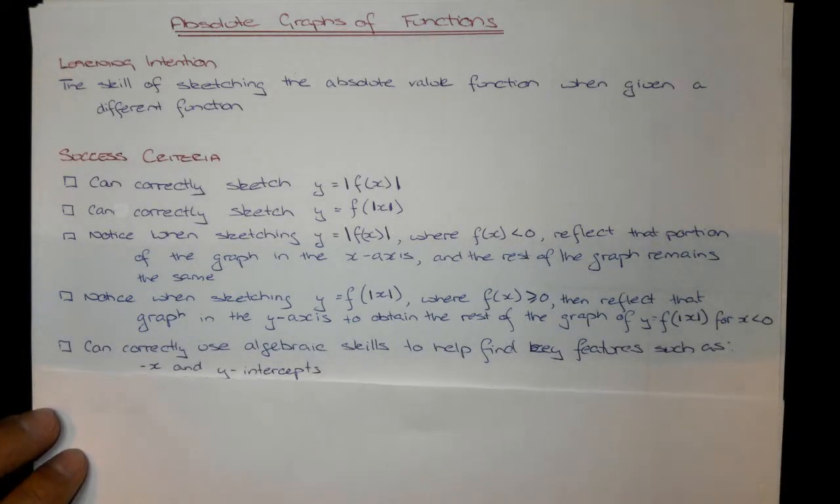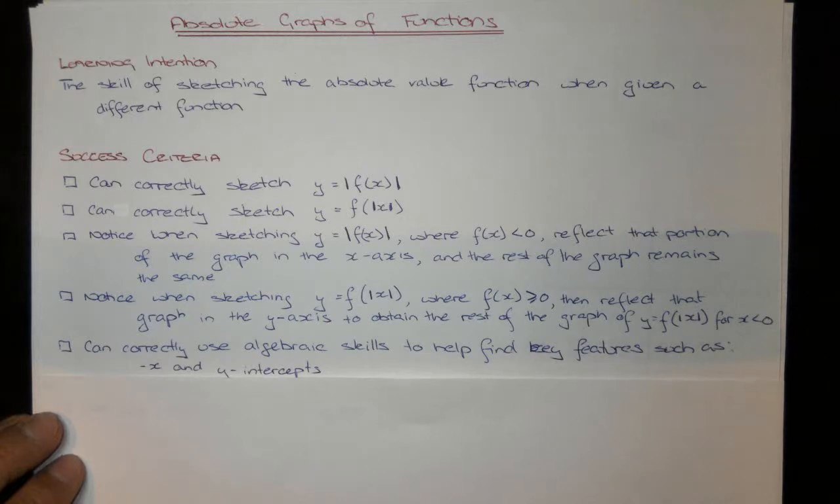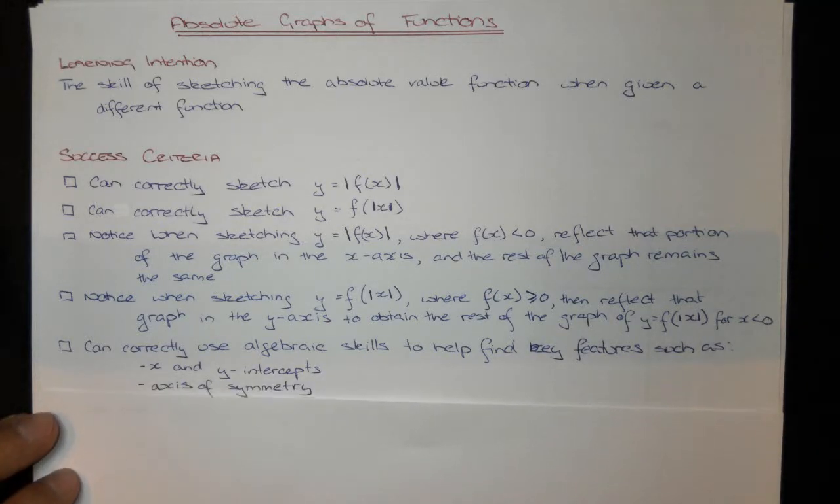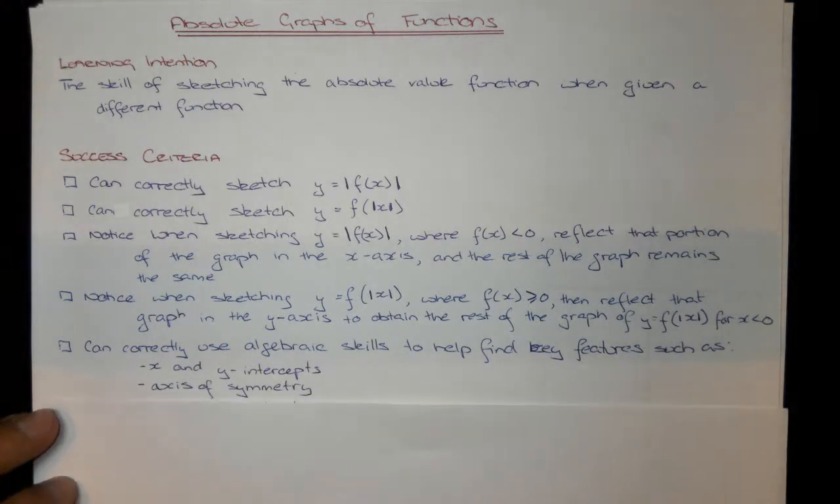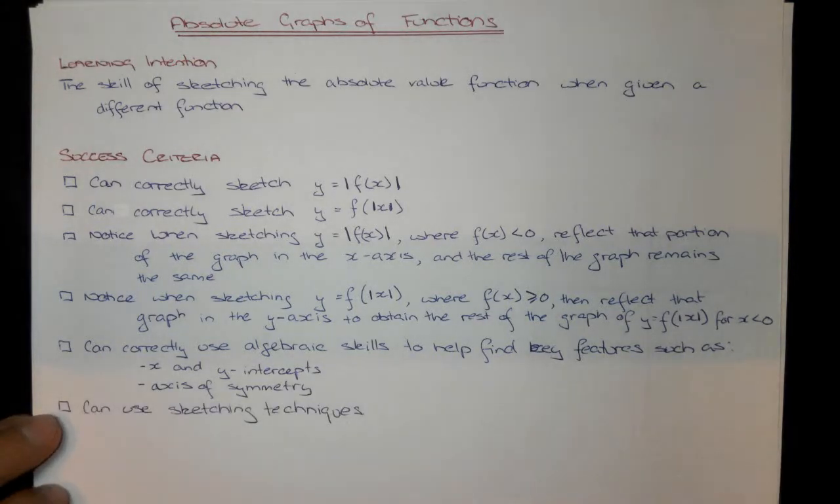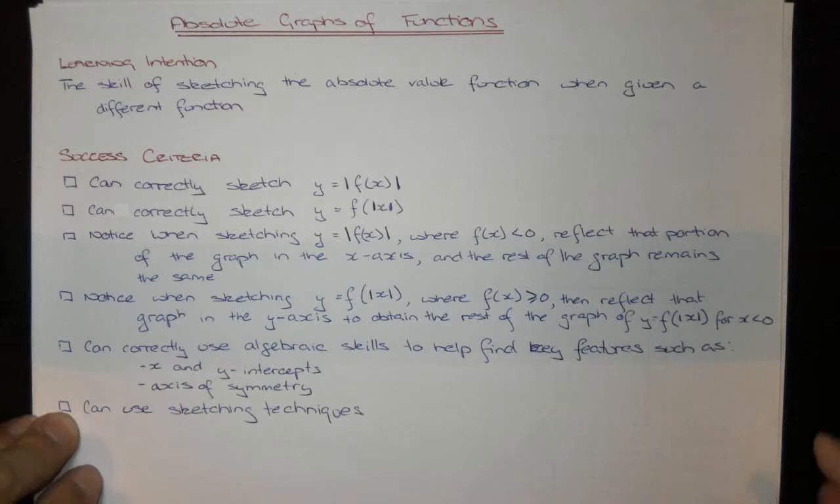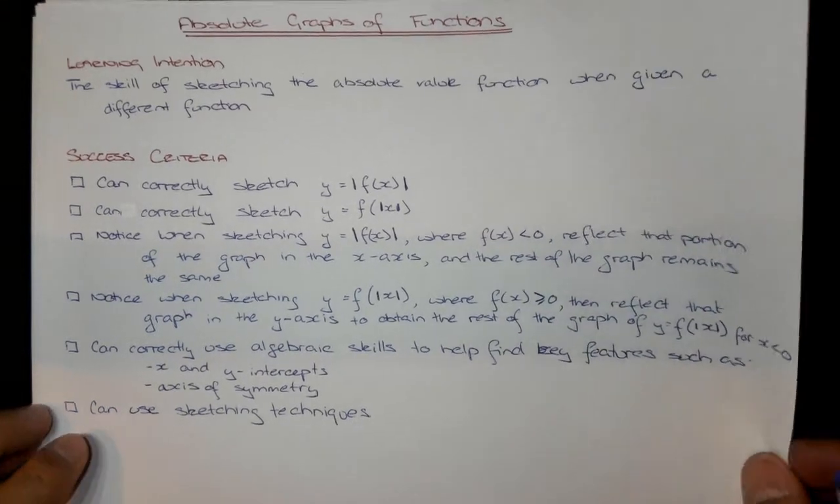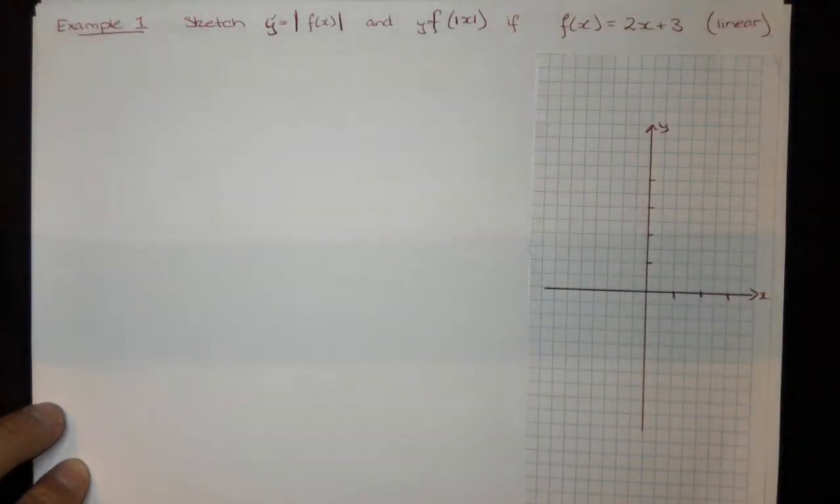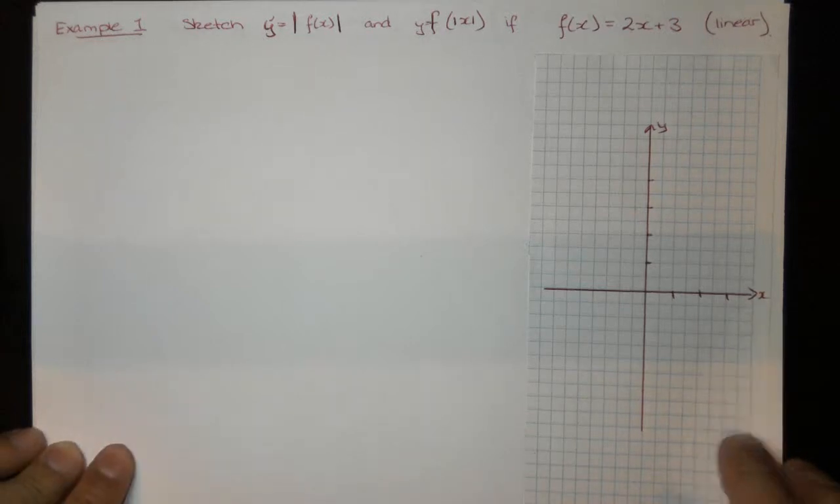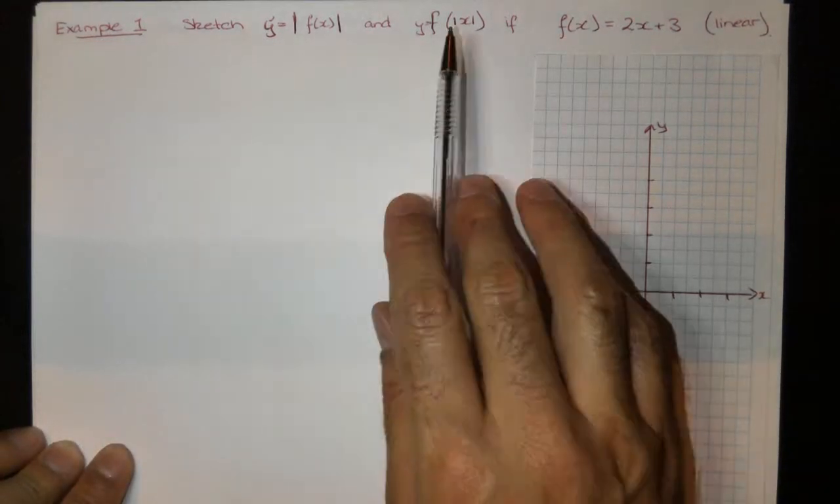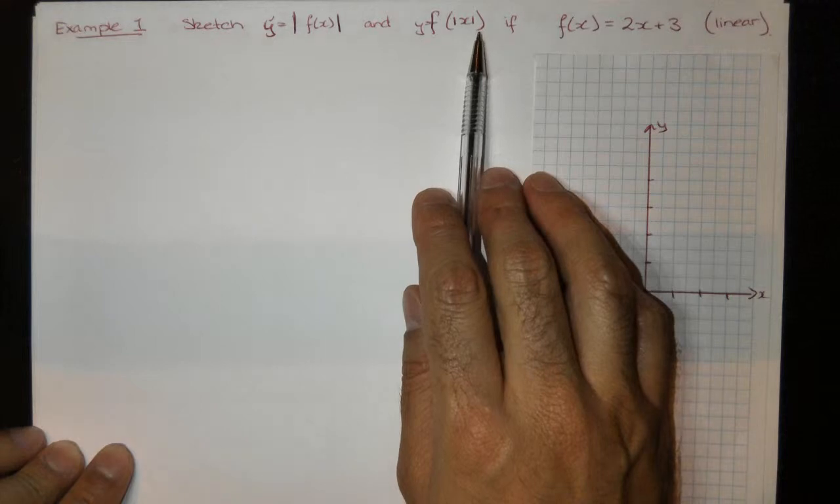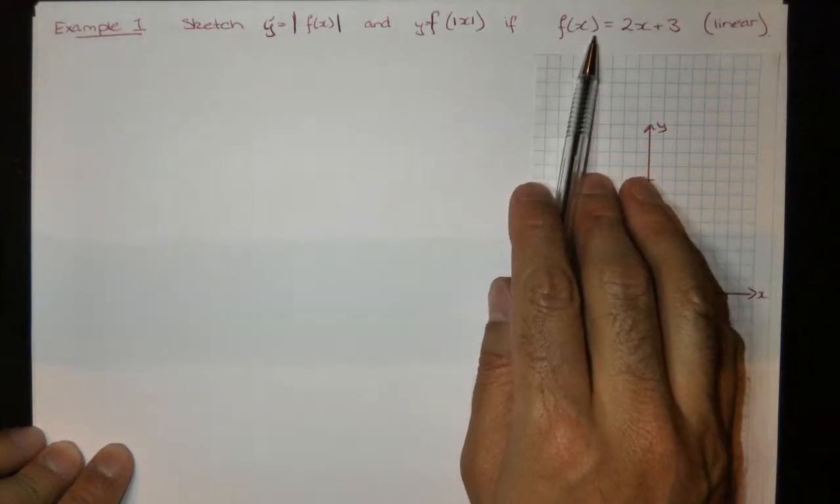In order to do this, we need to correctly use algebraic skills to help find key features, such as x and y intercepts and axes of symmetry of our original function, and then use our sketching techniques. Okay, a couple of examples. We want to sketch y equals the absolute of f of x and y equals f of absolute x, if f of x equals 2x plus 3.